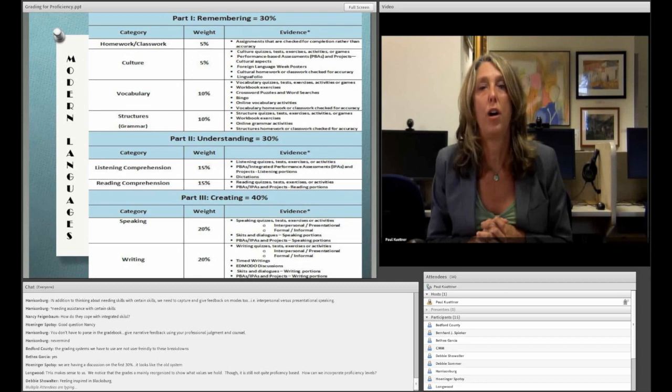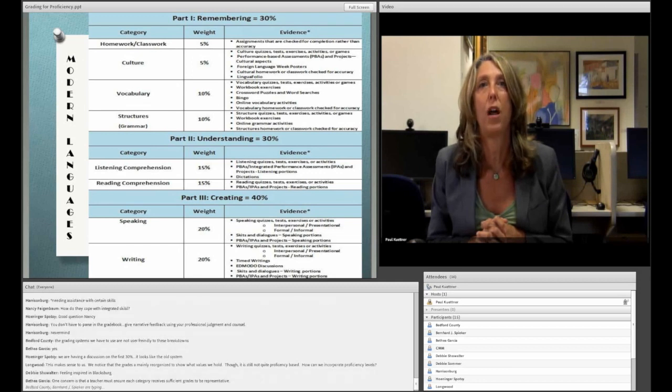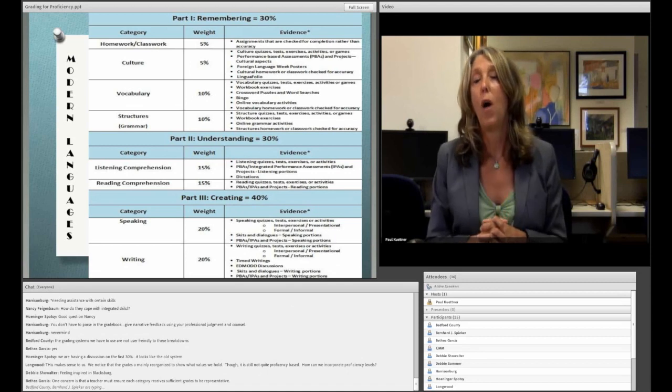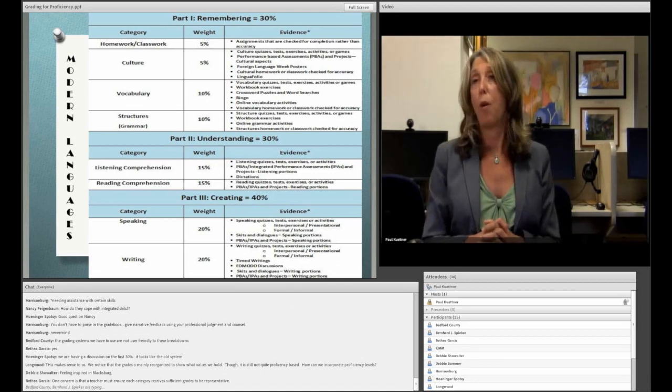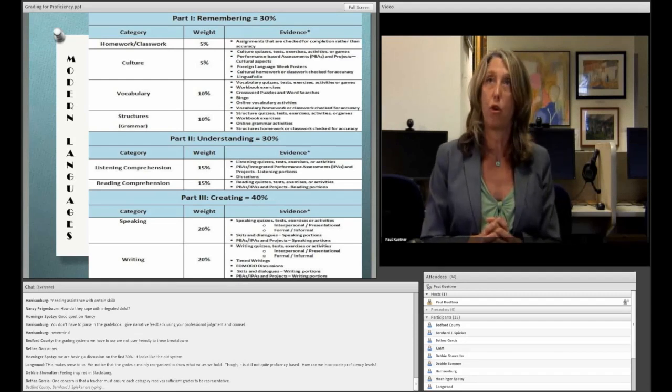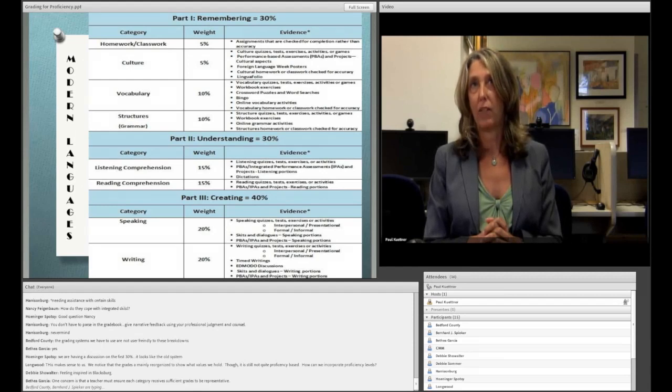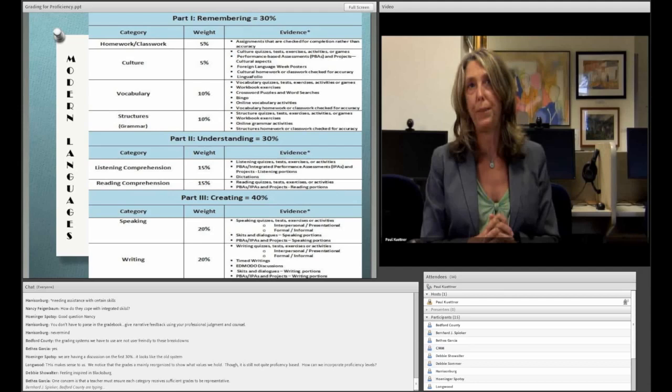In Longwood, they have a question about, it's not quite proficiency-based. How can we incorporate proficiency levels? Well, the way I would incorporate proficiency levels would be through my rubrics. So the rubrics that I would be using for the speaking and the writing in the creating portion would be tied to the ACTFL proficiency guidelines. Does that answer your question in Longwood?